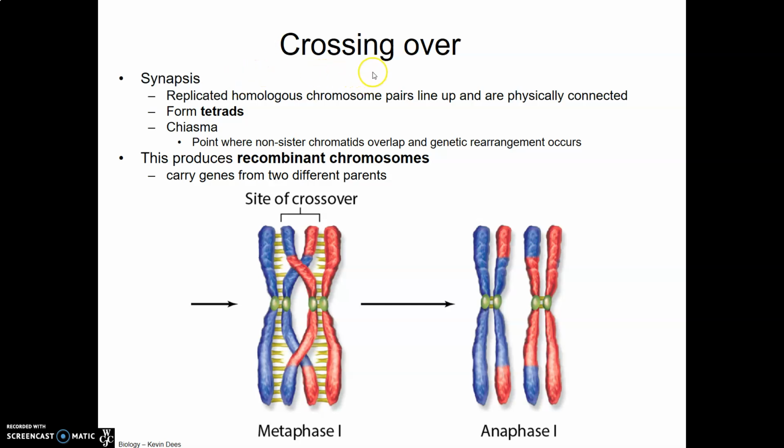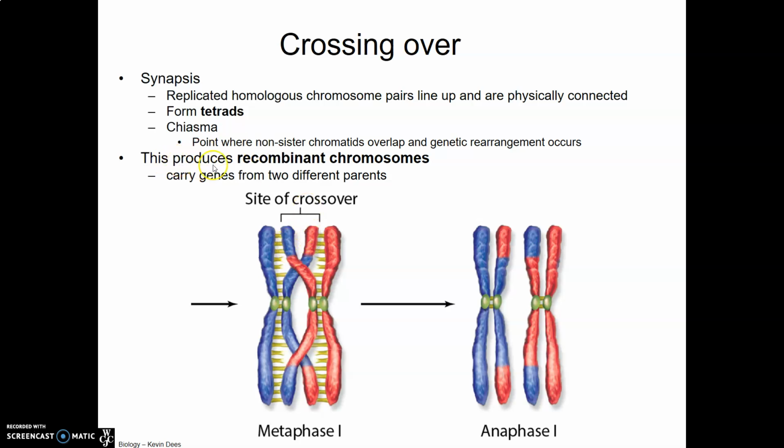So crossing over occurs during prophase 1, and this is where those replicated homologous chromosome pairs line up and are physically connected. This process to form the tetrads is known as synapsis. As these homologous chromosome pairs synapse to form tetrads, you can actually see the non-sister chromatids being attached at this point called the chiasma. The chiasma is the point where the non-sister chromatids overlap, and we see this genetic rearrangement occurring. Literally, the maternal and paternal chromosome will swap pieces.